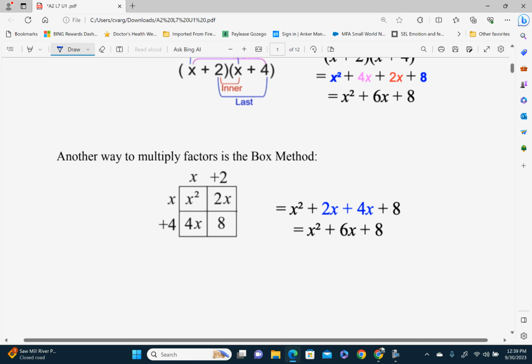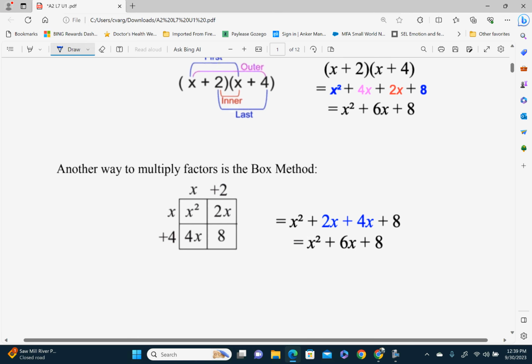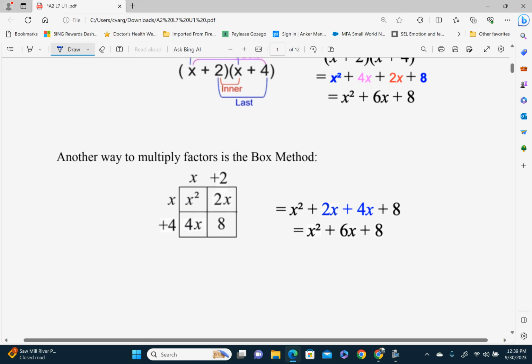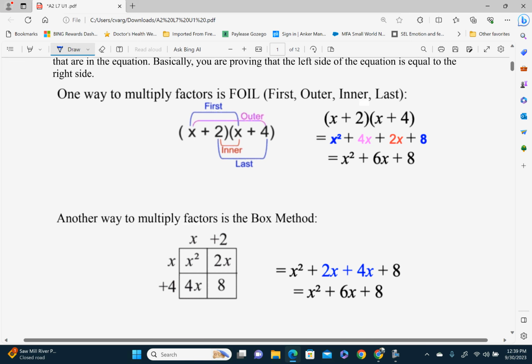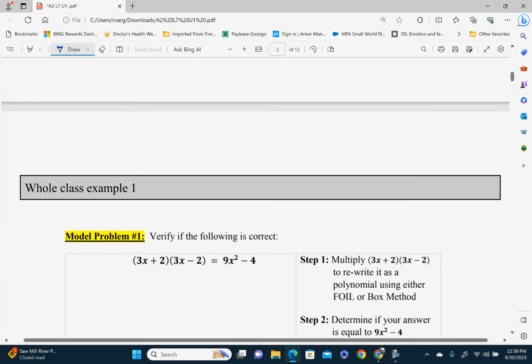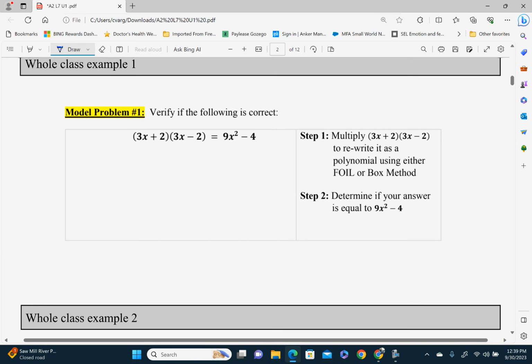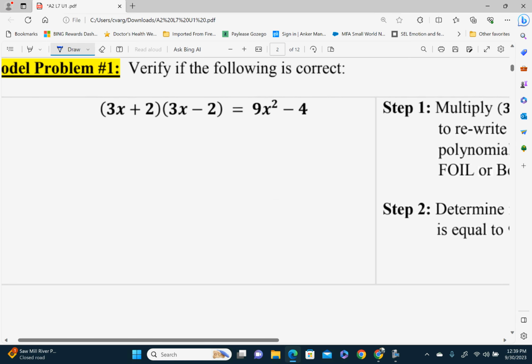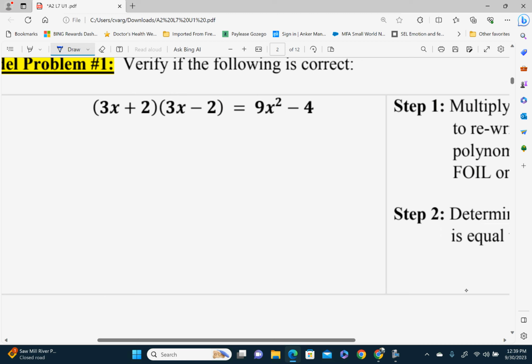All right. Box method is another way, right? So I just give you an example. If you prefer the box method as opposed to FOIL, first, outer, inner, last, then use that. That's completely fine. Model problem number 1, verify if the following is correct. Since most people prefer first, outer, inner, last, and not box, I'm going to do it the first, outer, inner, last way.